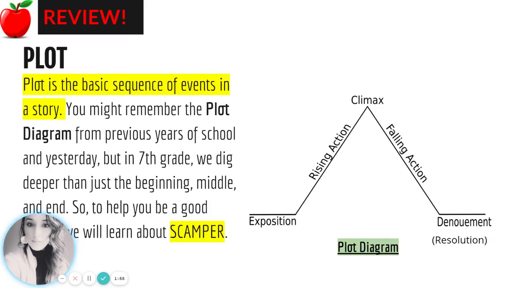All right, so let's take a little bit of a review from yesterday's lesson. Yesterday, we learned about plot. We discussed that plot is the basic sequence of events in a story. You might remember the plot diagram from previous years of school, but yesterday we talked about it by watching the little clip with the Monsters Incorporated characters in it, where Mike got a new car and was trying to show Sullivan about it. We discussed the different types of elements in a plot diagram, such as exposition, rising action, climax, falling action, and the denouement or resolution, as I described it in the previous lesson.